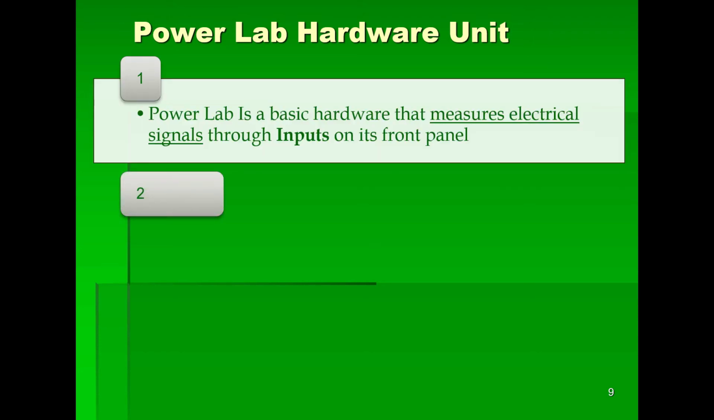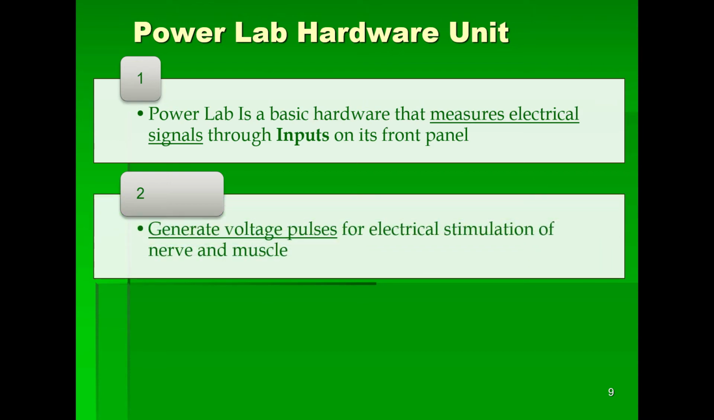Power Lab hardware unit. Power Lab is the basic hardware that measures electrical signals through inputs on its front panel. These inputs are basically the knobs to which we attach the transducers. So that is why we say that the Power Lab has inputs on the front panel to which we attach the accessories. Power Lab can also generate voltage pulses for electrical stimulation of the nerve and the muscle. Sometimes we need electrical stimulation so that we can stimulate nerve and muscle and record the desired graph. For that purpose, Power Lab can generate electrical current.